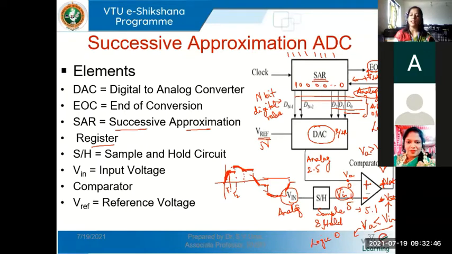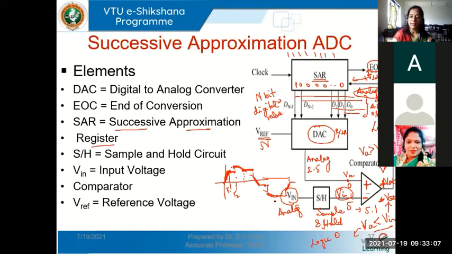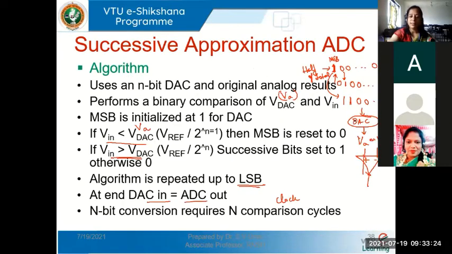So for each clock cycle, if I make one bit high, for an n-bit ADC, I'll need n comparison clock cycles. So it will go through that loop n times and we need n clock cycles to finish conversion. And after n clock cycles, whatever are the digital values here, which are the inputs to the DAC, or outputs of the successive approximation register, they will be the final outputs of the ADC. So this is the algorithm.